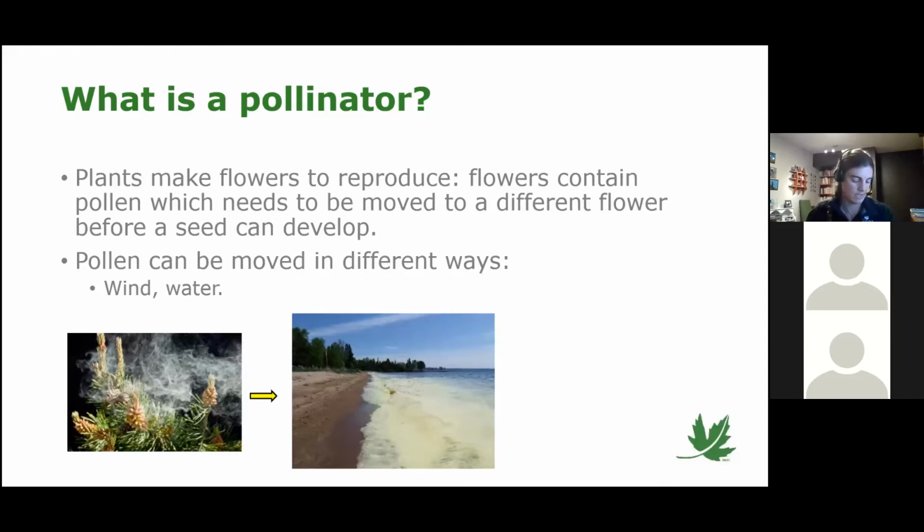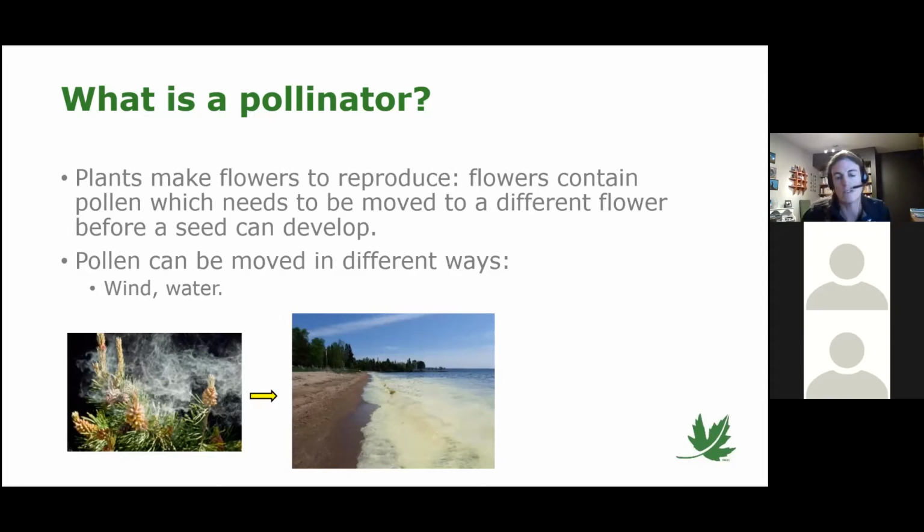So I figured it was a good idea to start at the beginning and chat about, well, what is a pollinator? What do we mean by that? I'm sure many of you have more expertise in this than I do, so bear with me. Plants make flowers in order to reproduce, and flowers contain pollen which needs to be moved to a different flower before a seed can develop, generally speaking. That's the kind of layman version of what pollination is all about.